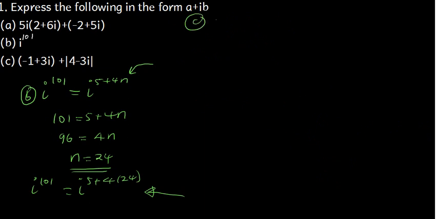Part C, that is (-1 + 3i), and this was supposed to be squared, sorry for that. That is squared, and then you've got plus the absolute value of 4 minus 3i. So we want to express it in the form a plus ib. So how do we go about it?